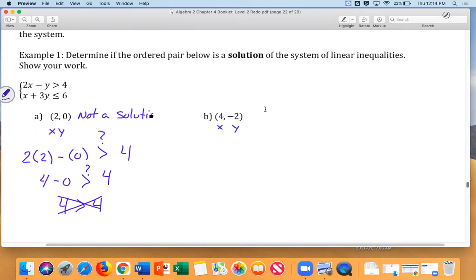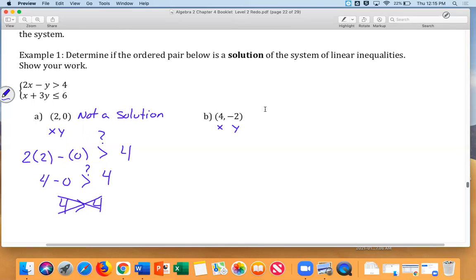Here's the thing. You want it to fail on the first one. Okay? Because if it fails on the first equation I plug it into, I don't have to plug it into the other one. Because remember, it has to balance out both equations. So I want it to fail as soon as possible.